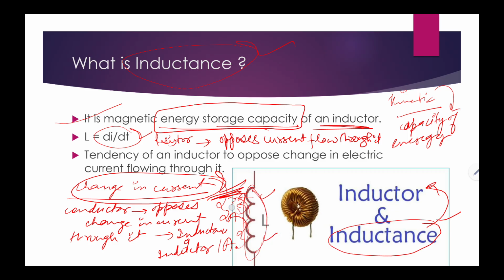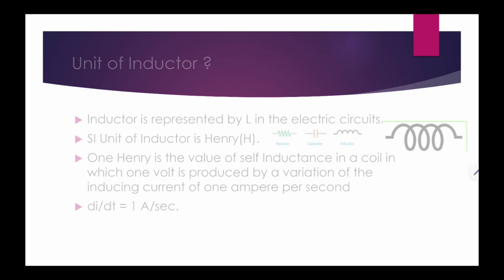It wants to maintain its current at 2 ampere only. So the change in current, it actually opposes, and that's the tendency of an inductor, and that leads to the energy storage capacity, which we call inductance. Fine, so that's all for this slide. We'll move to the next slide.